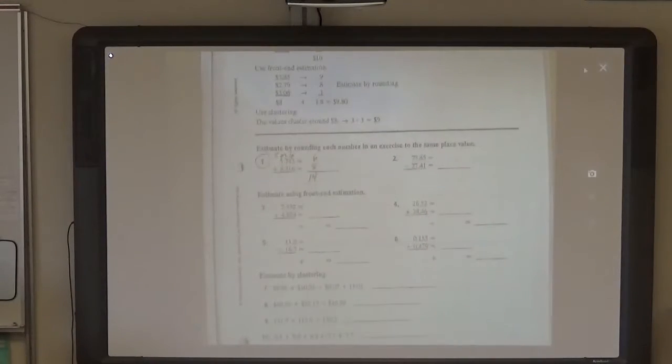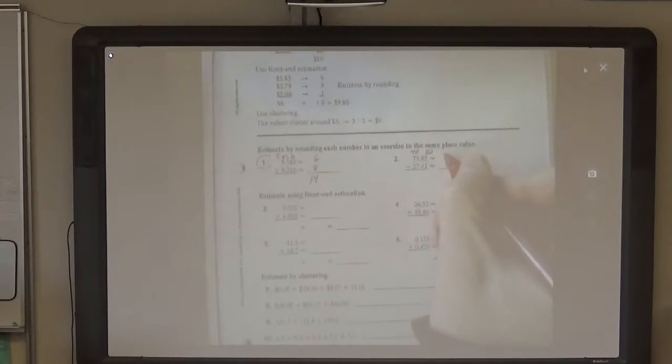73. Both of these numbers are in the tens. So 73 is between 70 and 80. What's it closest to? 70. And 27 is between 20 and 30. It's closer to 30.